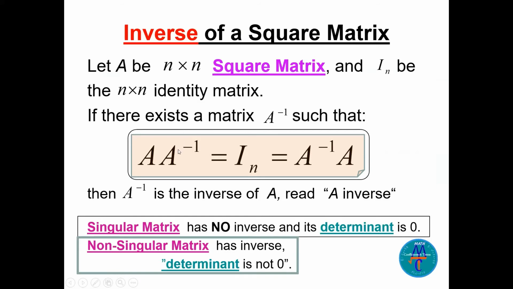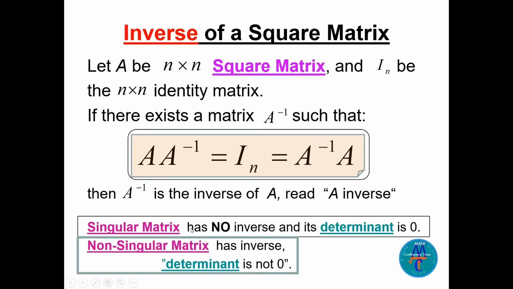If the inverse exists, then you can multiply A times A inverse. The answer should be the identity. Remember, that's an important rule. Also, A inverse times A will be the same as the identity. Now, in the inverse, A times A inverse is the same as A inverse times A. Both should be equal to the identity matrix.